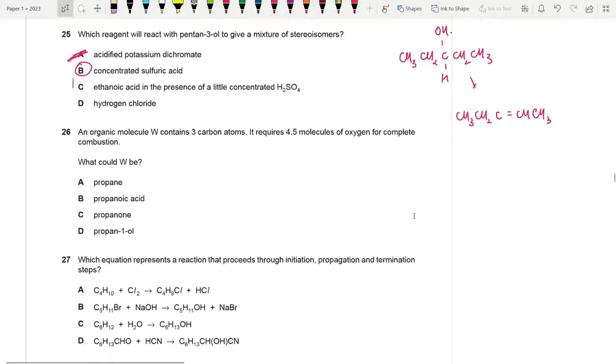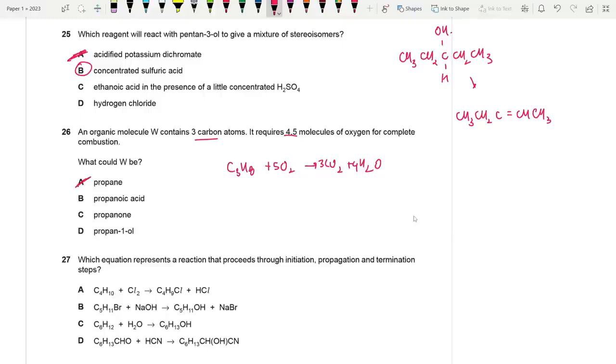Number 26 now. An organic molecule W contains 3 carbon atoms. It requires 4.5 molecules of oxygen for complete combustion. What could W be? Okay, 3 carbon atoms. So let's do the math. Trial and error. Propane, C3H8, plus O2 gives you CO2 plus H2O. So it's 3 over here, 4 over here. So 3 to the 6. 6 plus 4 is 10. So it should be 5 over here. So that's 10. So A is wrong.